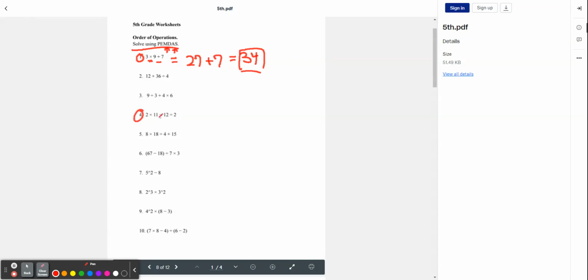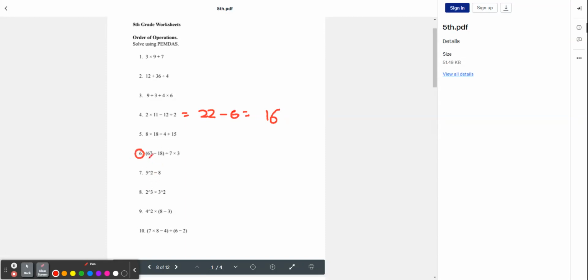Let's try 4. We have multiplication, subtraction, and division. So PEMDAS tells us that we have to do multiplication and division first. So 22 minus 6, because 2 times 11 is 22. 12 divided by 2 is 6. And when we subtract, we get 16.